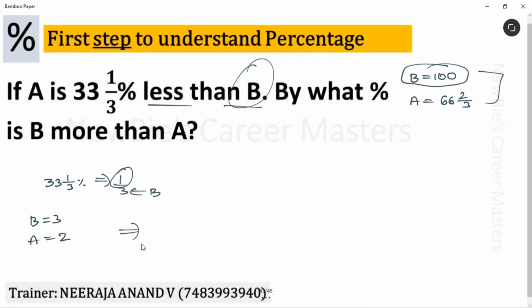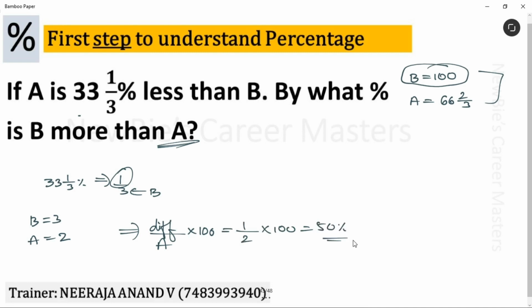Now, let's read the actual question. By what percent is B more than A? See, more than, less than, we know the formula. Difference divided by. Comparison is with A now. So, let's take A to the denominator into 100. Difference is 1 and A value is 2, into 100, which is 50%. Very simple. Take the fraction value of this percentage. Consider the denominator as B, since in the first statement the comparison is with B. Then just check A is less than or more than B. Accordingly set the A value and take the formula.